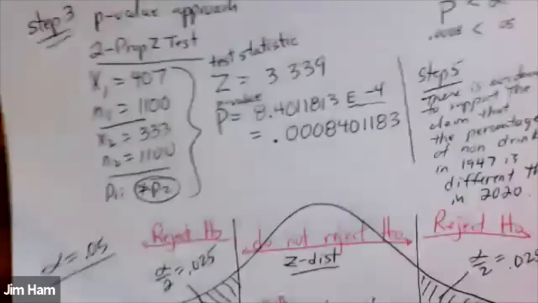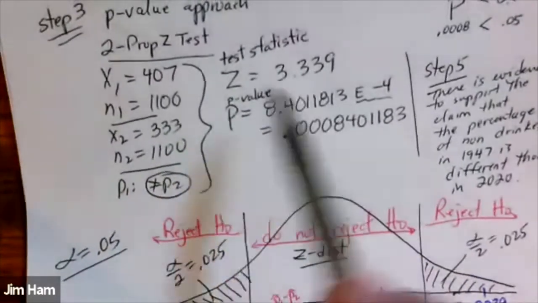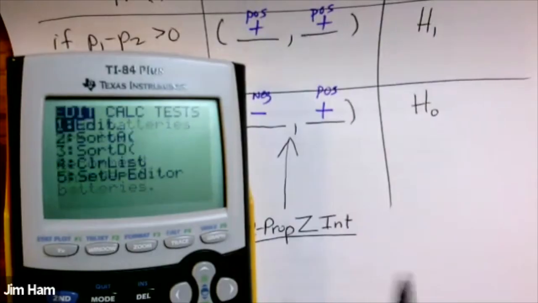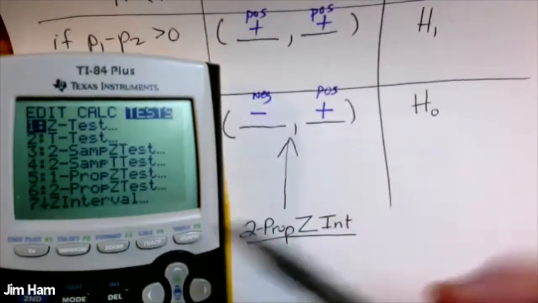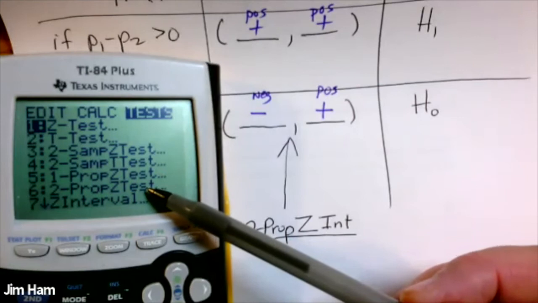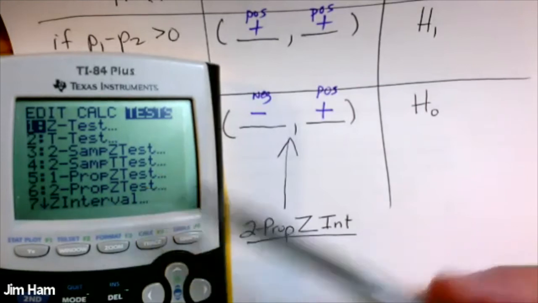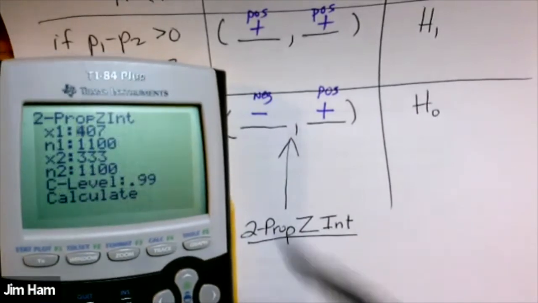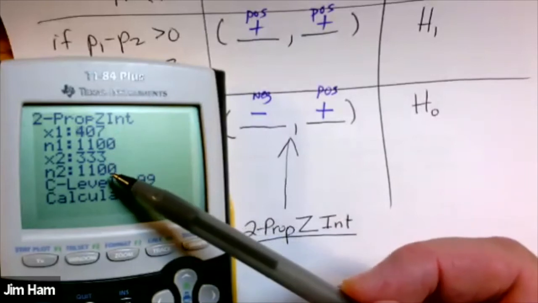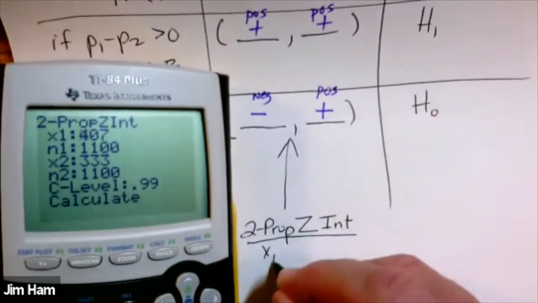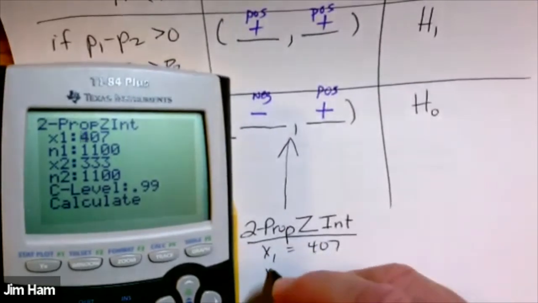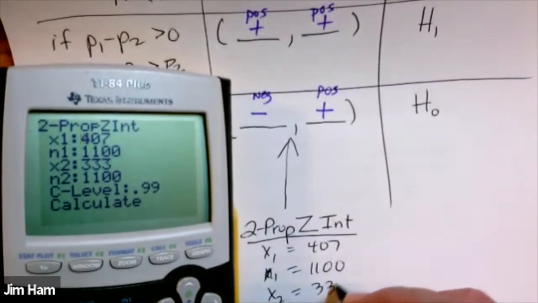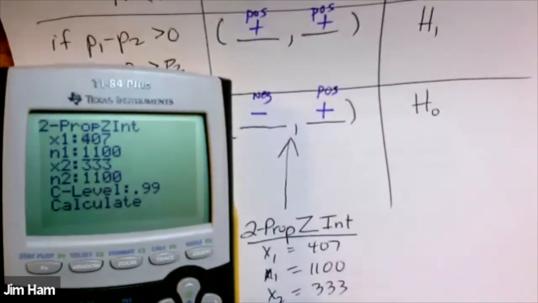So let's go back to this example here and type in everything that we need to calculate a confidence interval in this context. All right, so we're going to go to stat, over to tests, and you want the 2 prop z int. So it's not option 6 here because this is what it would give you for the hypothesis test. It is option B, 2 prop z int. Notice it's going to ask you for the same 4 numbers that you were asked for in the earlier one. X1 is equal to 407. N1 is equal to 1100. X2 is equal to 333. And N2 is equal to 1100.